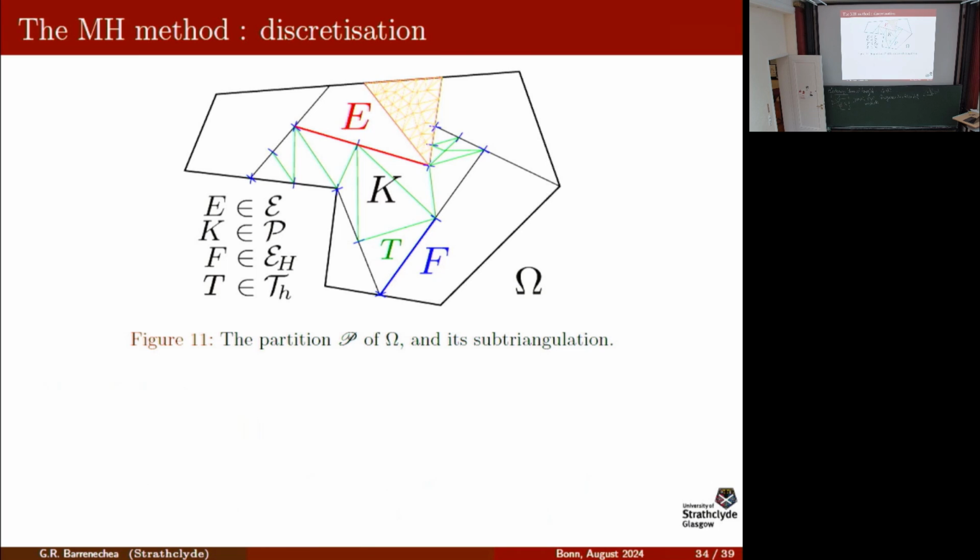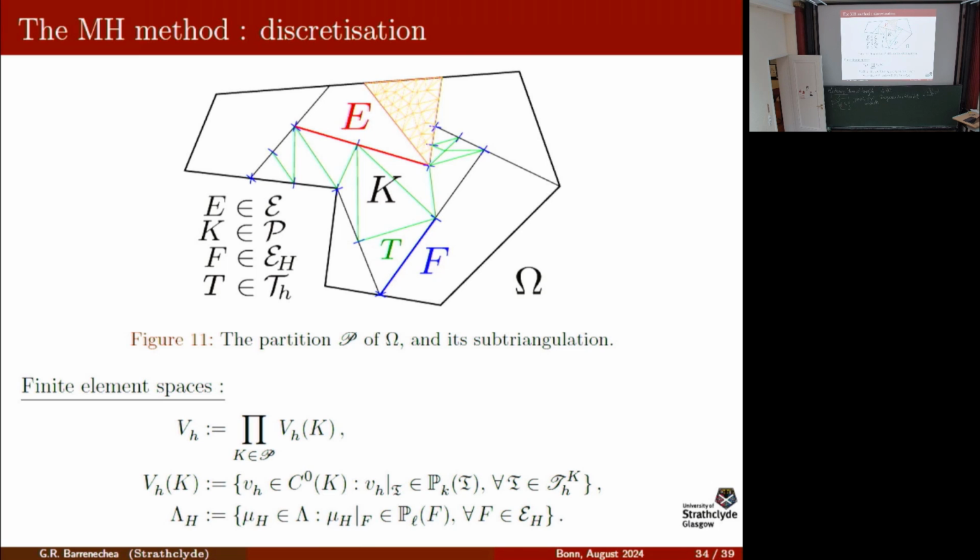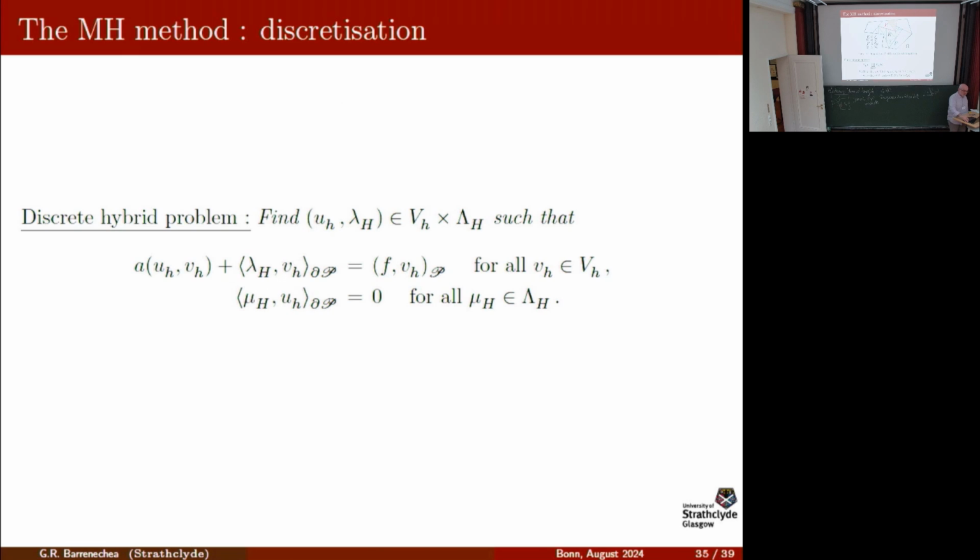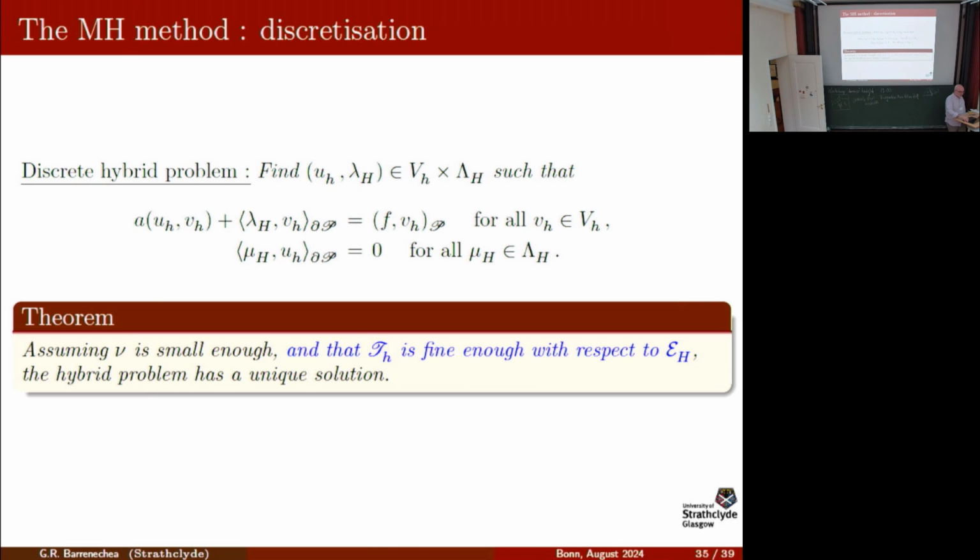This is discretization. I'm going to go very fast on this. Exactly the same conditions that I was talking about before. We need the submesh to be fine enough, but nothing that I'm going to tell you now is new, so I'm not going to spend too much time on that.